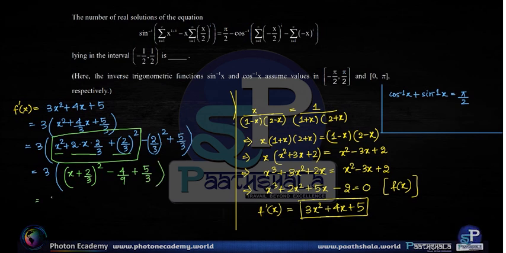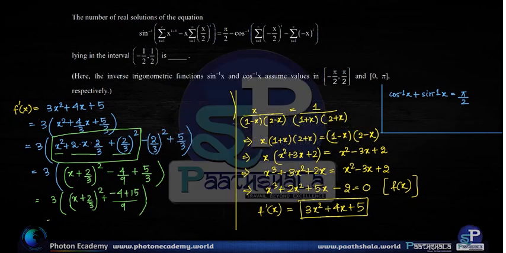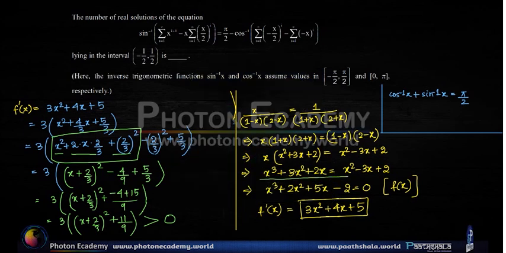This is equal to 3 whole into x plus 2 by 3 square, and we take the LCM as 9, and we have minus 4 plus 15, which is 3 into x plus 2 by 3 square plus 11 by 9, which is always greater than 0. That implies the cubic function that we found, f dash x, is always greater than 0.